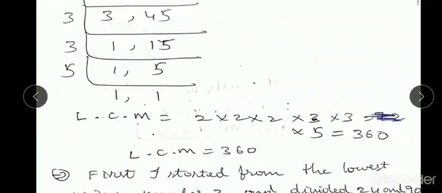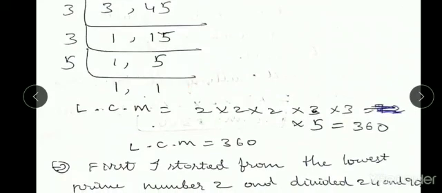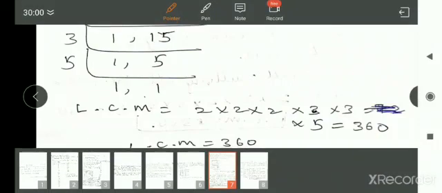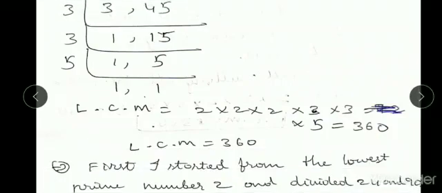Now I will multiply all these factors, that is 2, 2, 2, 3, 3 and 5. That is 2 2s are 4, 4 2s are 8, 8 3s are 24, 24 3s are 72, 72 5s are 360. Now the LCM is 360.